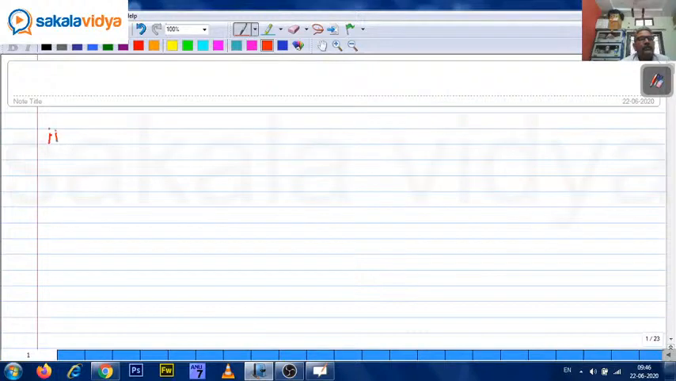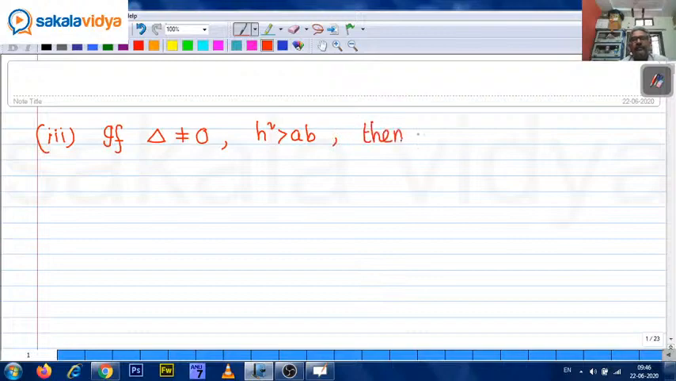Next, third one. If delta does not equal 0 and h square is greater than ab, then S equals 0 represents a hyperbola.